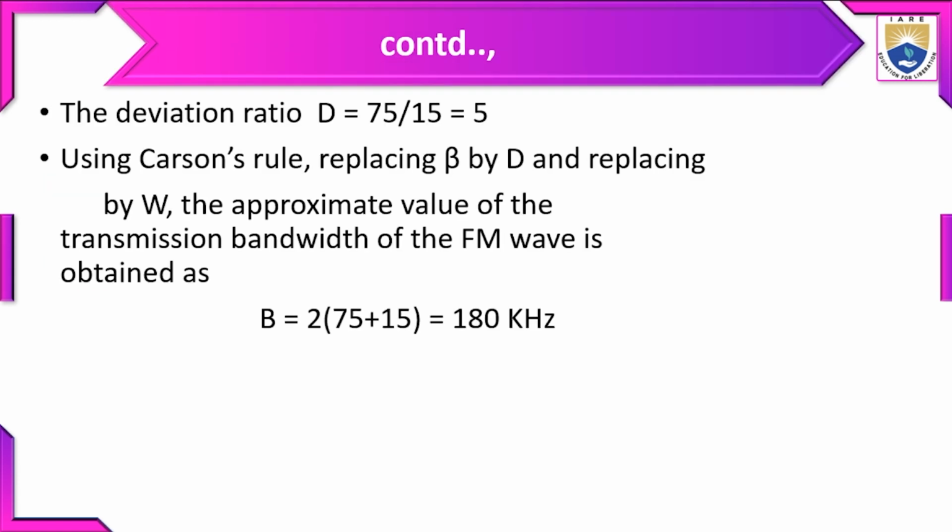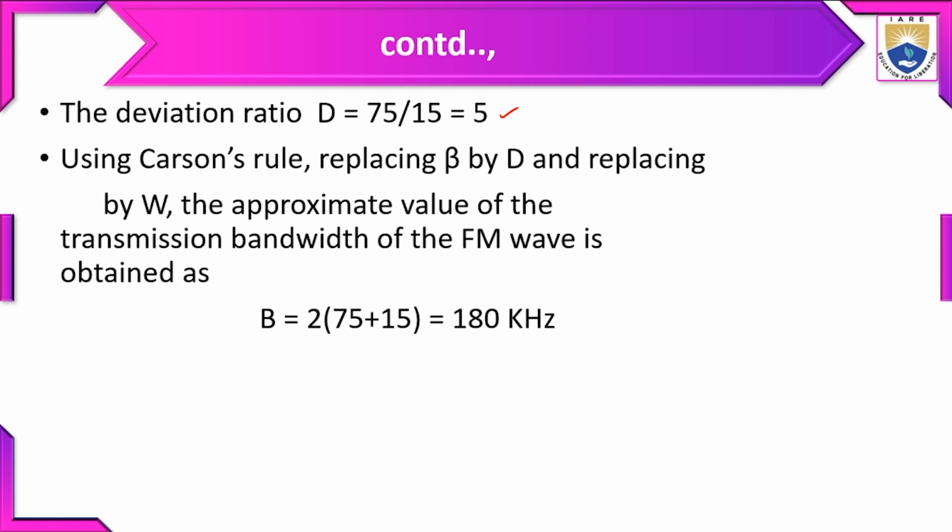So very simple. This is the deviation ratio formula. D is equal to 75 by 15. So we got the deviation ratio as 5, which is equivalent to the beta value. Or you can take it as beta. So here it is taken as deviation.